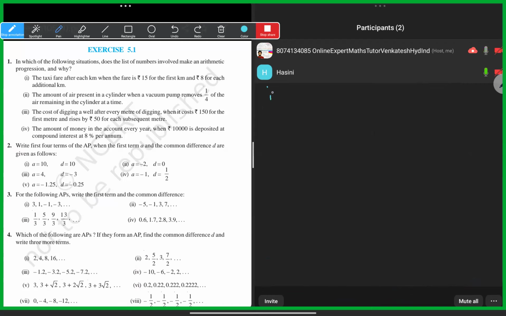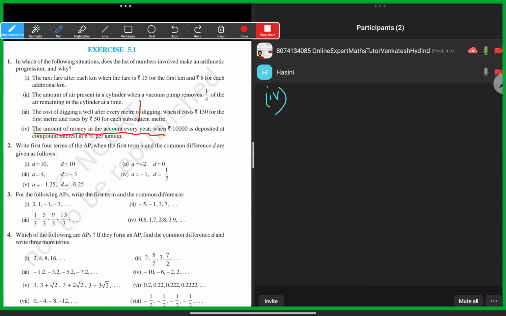The amount of money in the account every year when rupees 10,000 is deposited at compound interest at 8% per annum. So, they're asking us to check the amount of money in the account every year when 10,000 is deposited at compound interest 8% per annum.